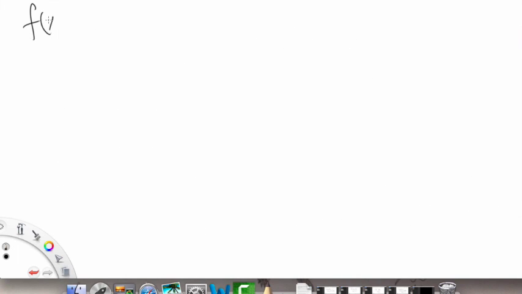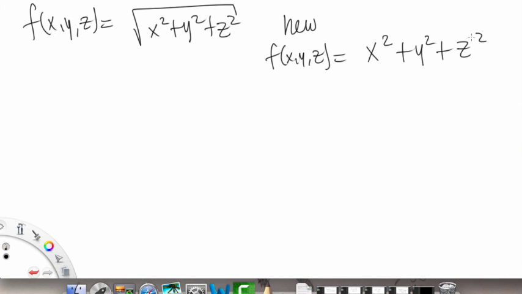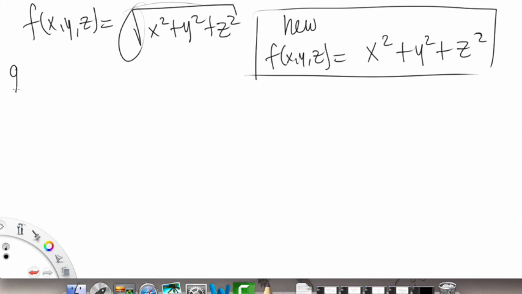So as opposed to having our original f of x, y, z, our distance function, being this, what we're going to minimize instead is our new f of x, y, z, which is simply x squared plus y squared plus z squared. That'll make it a lot easier instead of having this cumbersome square root sign in the front. So that's what we're going to be looking at instead. That's our f of x, y, z, and again our g of x, y, z is x over 2 plus y over 4 plus z over 4 minus 1.